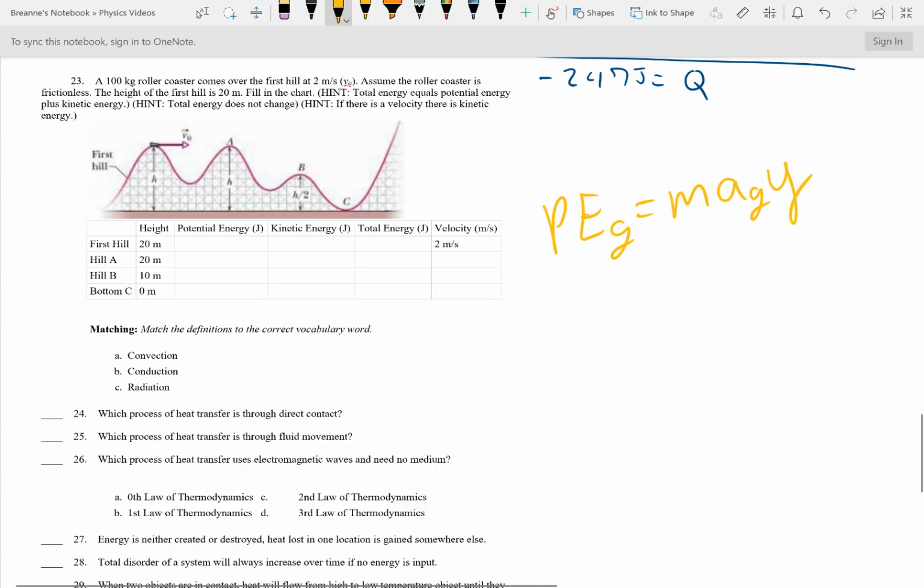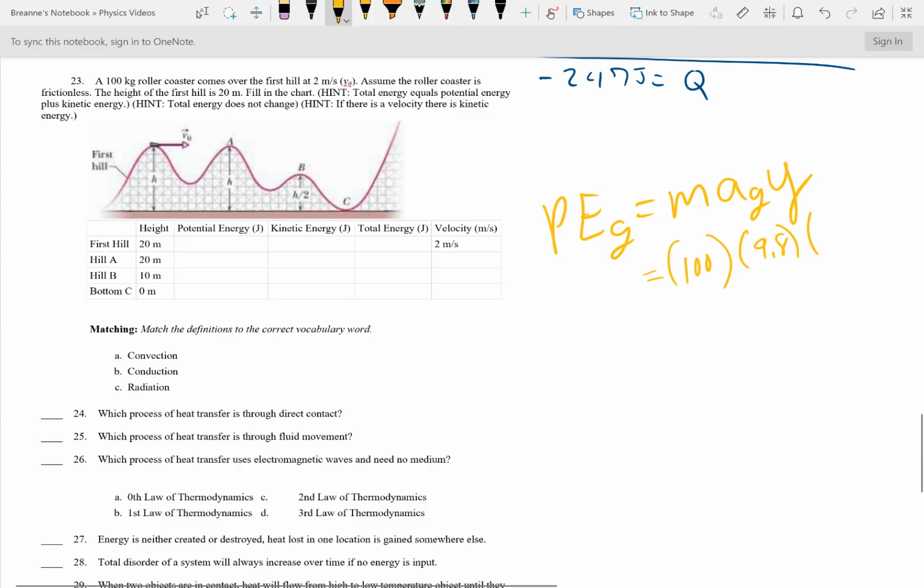So here you can figure out your potential energy using your PEG equals mass times acceleration due to gravity times y. You're going to plug that in for each of your heights. So you have height at 20, 20, 10, and 0. So you know the first two are going to be the same. So you can just do that once. So your mass of the roller coaster is 100 kilograms. Your mass should not change. No one should be jumping out of the cart. That would be bad. Your acceleration due to gravity is always 9.8 because we are on Earth.